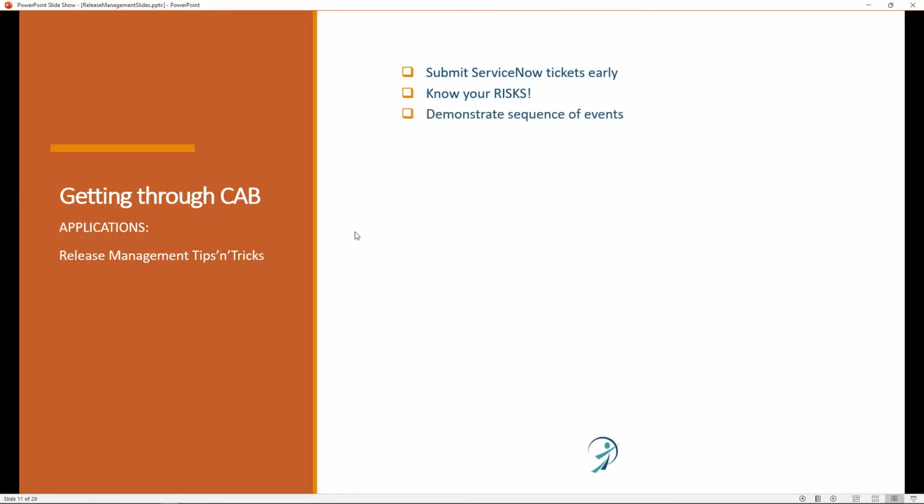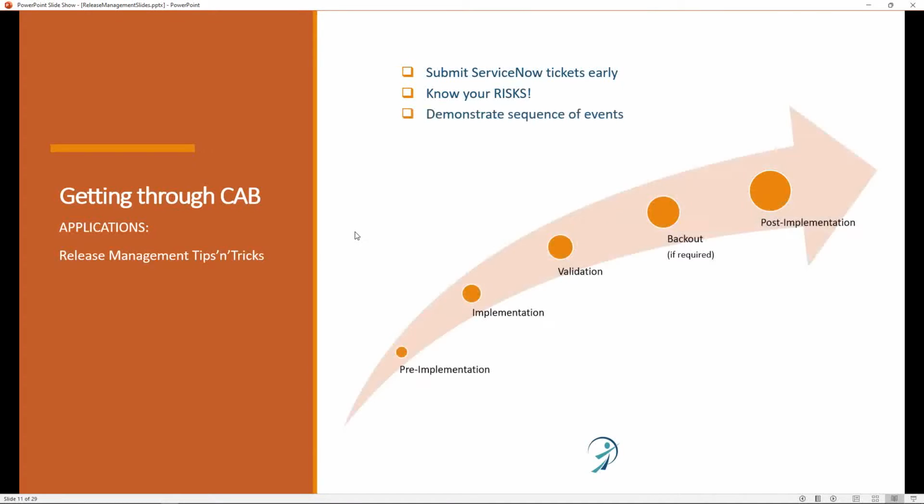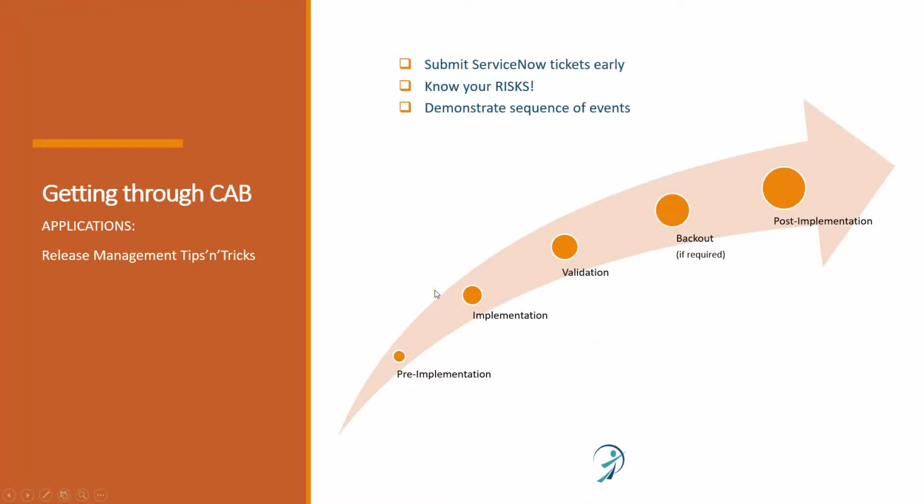Demonstrate the sequence of events for your release. This includes your pre-implementation steps. For example, you want to make sure that your ServiceNow ticket is fully approved and in implementation state. Implementation, validation, and backout if required. Walk through your runbook to show the tasks and timing of these tasks to fulfill these phases. Post-implementation. Be sure to at least let CAB know that you will close the ticket and the associated tasks at the end of the night.